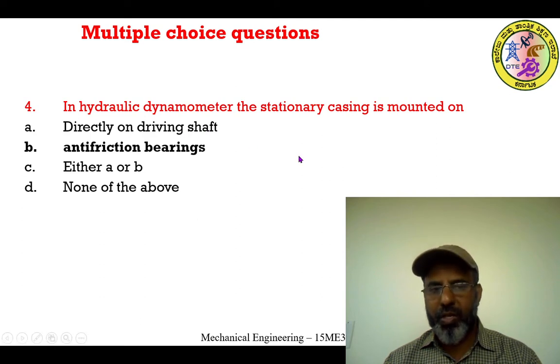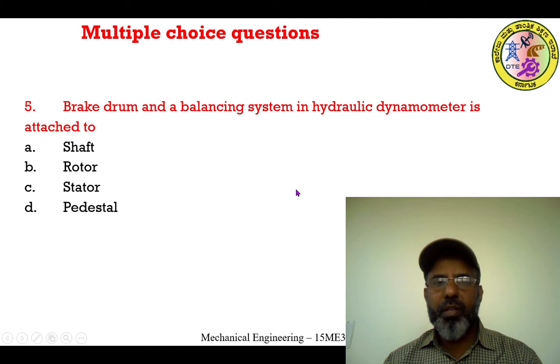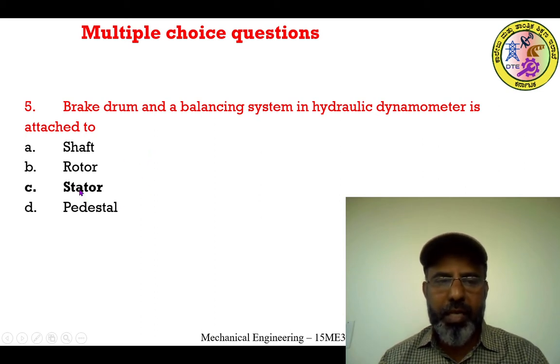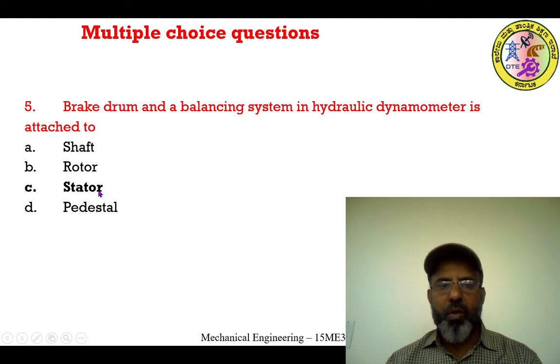whereas the rotor will be directly mounted on the driving shaft. The fifth thing you should remember: the brake drum and balancing system in a hydraulic dynamometer is attached to. Your time starts now, 15 seconds. Option A shaft, option B rotor, C stator, D pedestal. The correct answer is option C, stator. The brake drum and balance system in a hydraulic dynamometer will generally be attached to the stator.